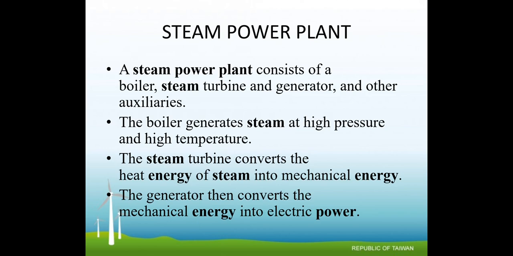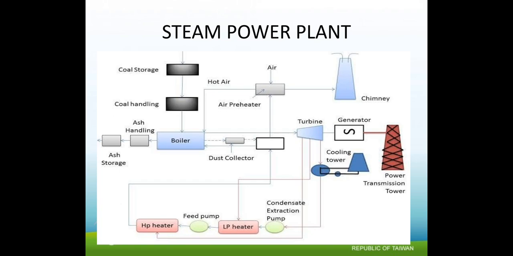The boiler generates steam at high pressure and high temperature. The steam turbine converts the heat energy of steam into mechanical energy. We need to understand the energy conversion in the turbine. It is one of the highly essential parameters when we are writing the examination. The generator converts the mechanical energy into electrical power that we can use. This is the layout of a steam power plant.